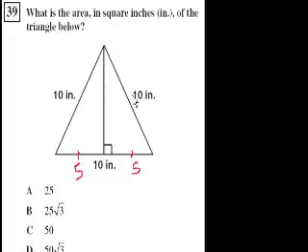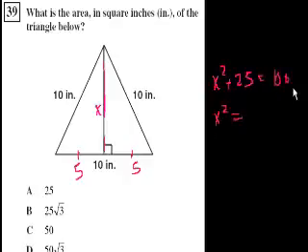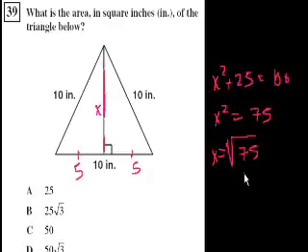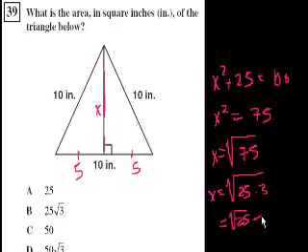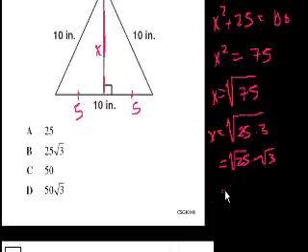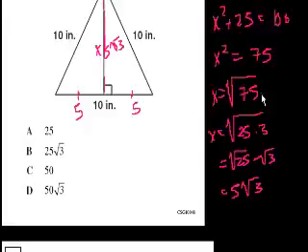If this is 5 and that's 10, what is this side right here? Let's call it x. Pythagorean theorem. This is the hypotenuse, so x squared plus 5 squared, which is 25, is going to be equal to the hypotenuse squared, which is equal to 100. x squared is equal to 100 minus 25, 75. x is equal to the square root of 75. 75 is 25 times 3, right? So that's equal to the square root of 25 times the square root of 3, which is equal to 5 roots of 3. So x is equal to 5 roots of 3.